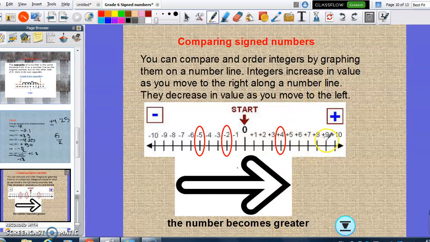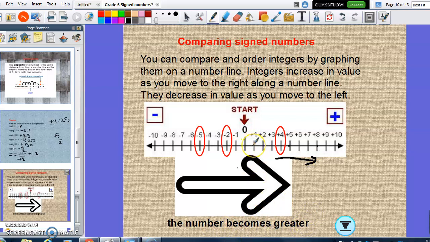Comparing signed numbers. Let's take a look at this number line. As you know, plus 10 is greater than plus 9. And the plus 9 or 9 is greater than 5. So as we go, we can say also 0 is smaller than 1 and 1 is smaller than 5. 5 is smaller than 8. So as we go to the right, the number becomes greater.